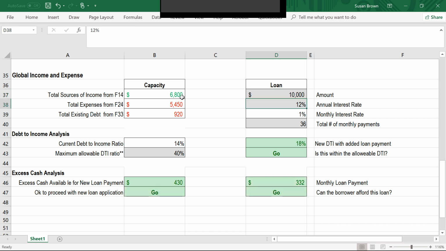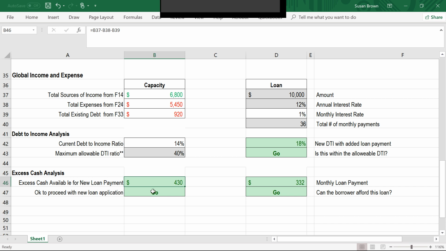So here we have all our sources of income, expenses, and debt. Here we have our loan, and let me jump down here, and I'll come back up here to this debt to income analysis. So what we have is that the monthly loan payment is $332, and what this square does right here, which is B46, does the math for you and says what is this magical excess cash available in this household to make a loan payment.